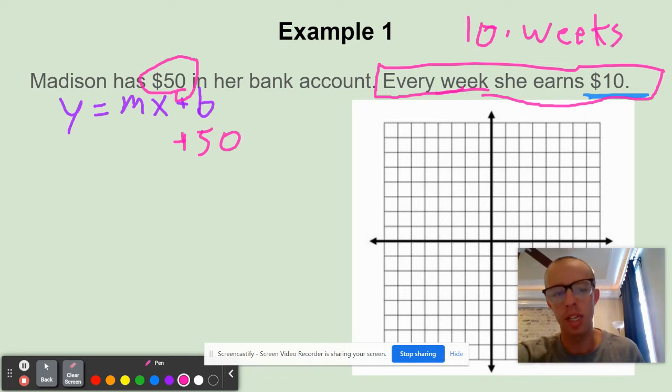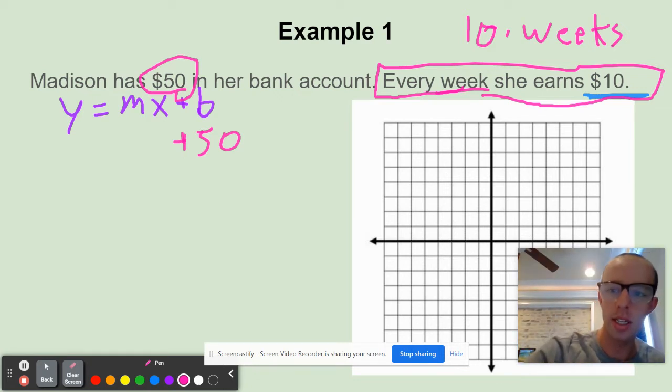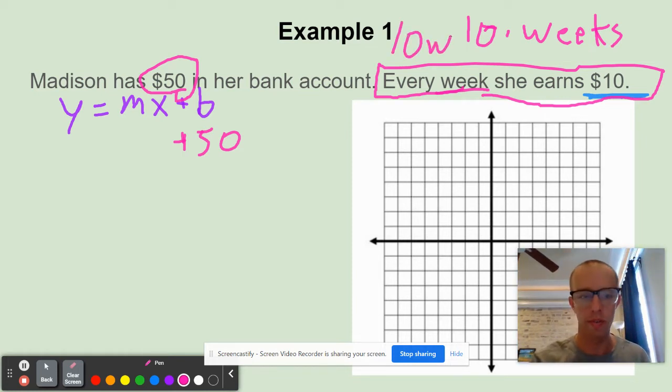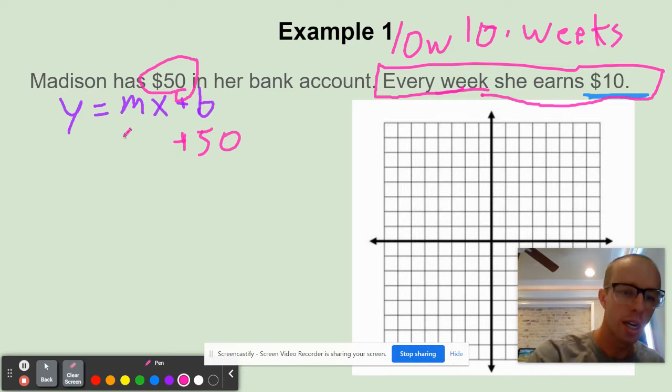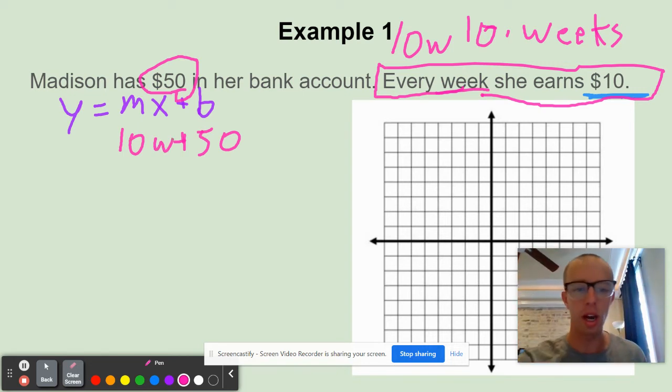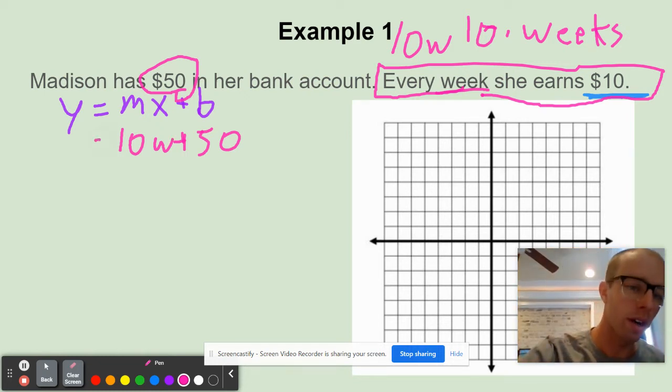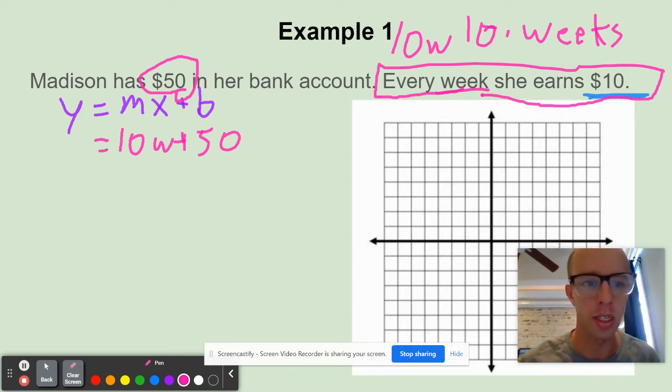But 10 times the amount of weeks, I don't want to write that all out. So I could use a variable that represents weeks. And I could use W, right? W could represent the amount of weeks. So I could do this as just simply 10W. 10 times W. It's a coefficient. We know that represents multiplication. And I can write that here. 10 is my m. It's my rate of change. And now W is my x. That's the time. Independent variable.